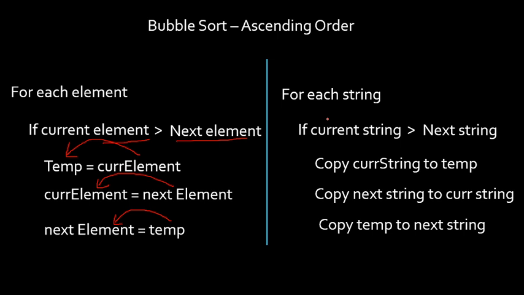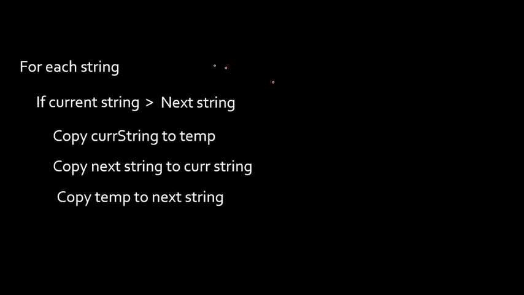Okay. So next step. Observe this. This is the process we said. For each string, if the current string is greater than the next string, copy the values. So what is this? Current string greater than next string. What are we doing here? We are comparing two strings. This is nothing but string comparison. Can you understand this?